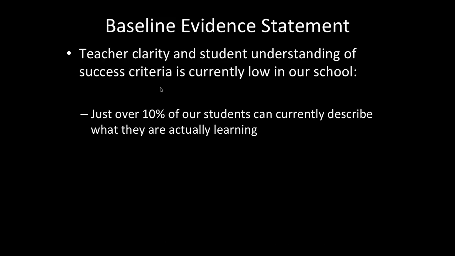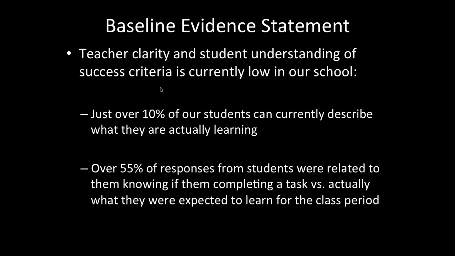The first one is a more generalized relative statement. Teacher clarity, student understanding of success criteria is currently low in our school. That's a statement, but to back that up, just over 10% of the students can currently describe what they're actually learning. And over half, the responses were related to them knowing if they were completing a task versus actually what they were expected to learn.